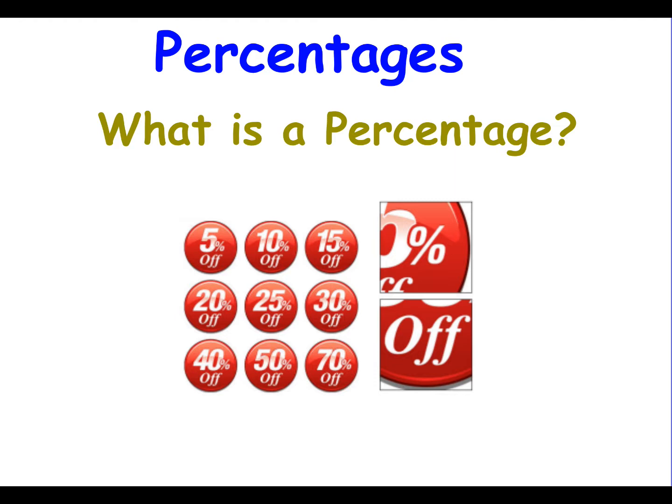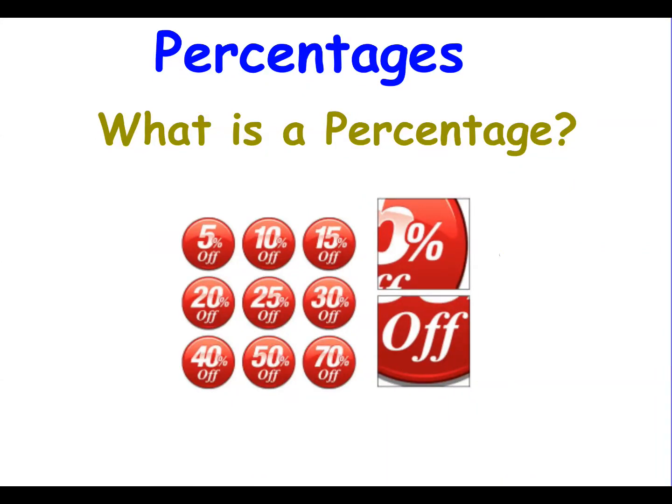We see percentages everywhere in the real world, where we have the percentage discounts and 5% off and 10% off and so on. The actual percentage symbol gives us a bit of a clue. This percentage symbol has, over a number of years, come from this. So a percentage means something over 100. So 5% means 5 over 100.